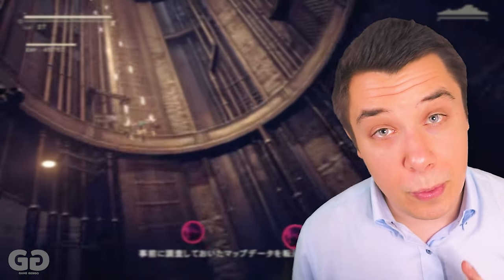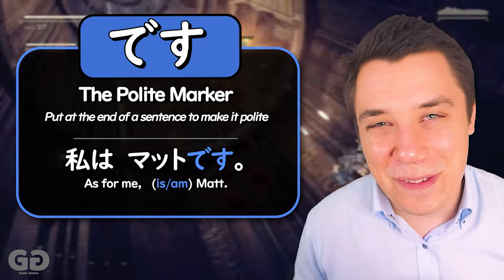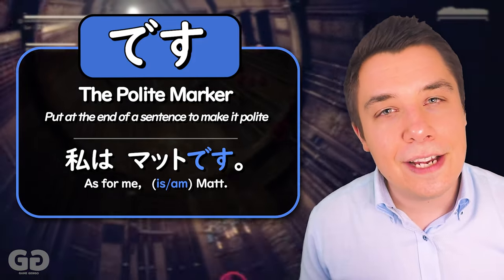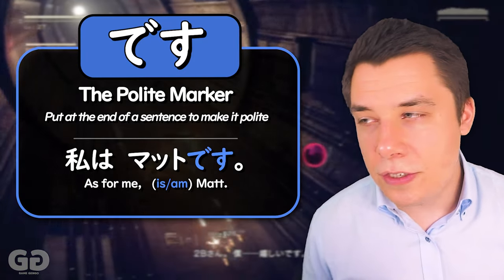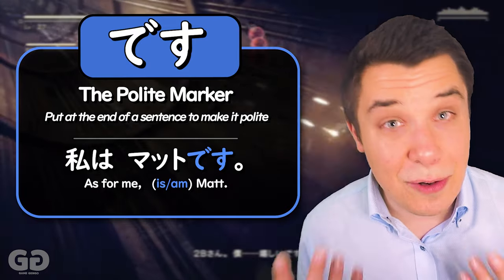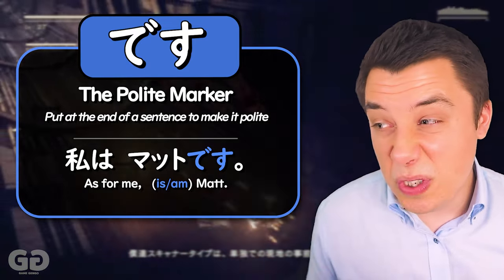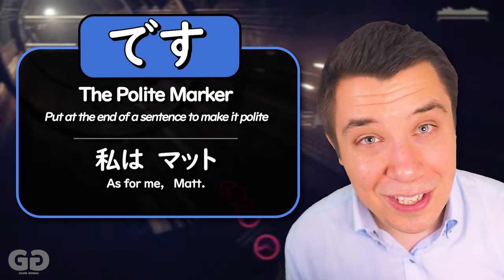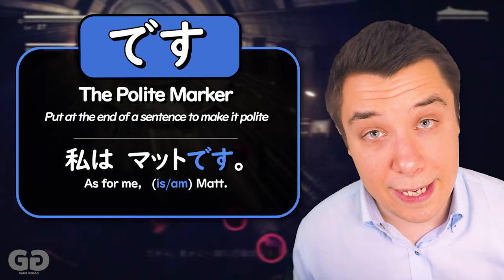The next piece of grammar we're learning here is desu. Now, you've already seen this used in a few examples, and this is the polite marker, used at the end of a sentence to express that it's polite, like we saw in the expression watashi wa Matt desu. Well, you could just say watashi wa Matt. You don't have to say the desu. This desu here makes it a little bit more polite.